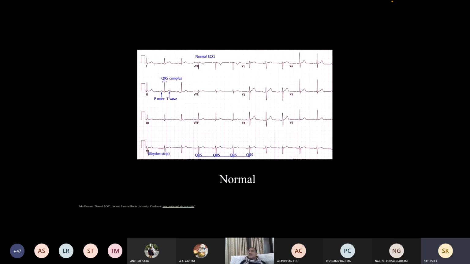Can anyone answer this? The findings of this ECG?